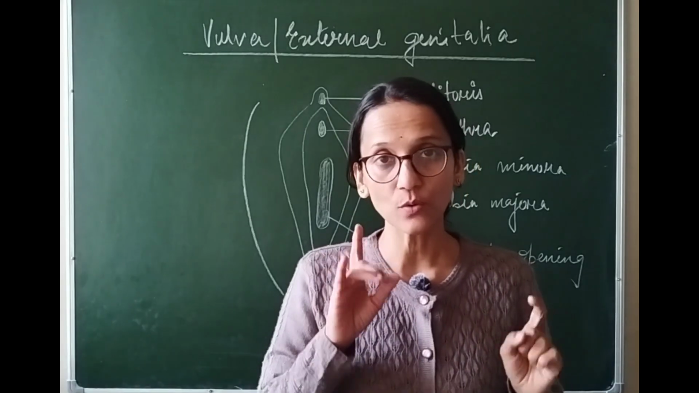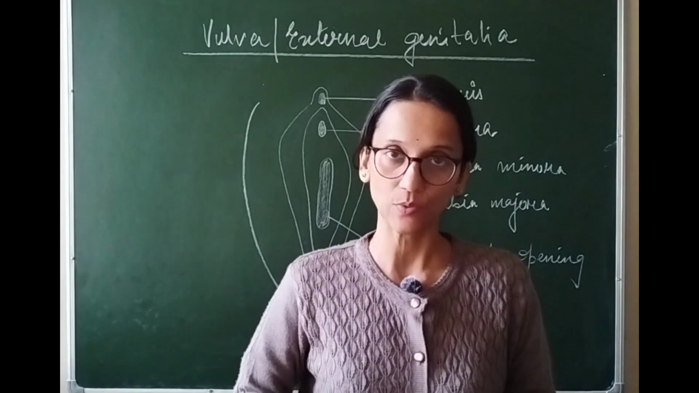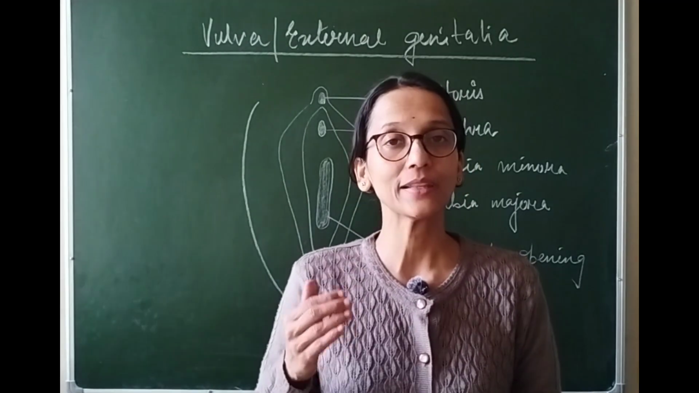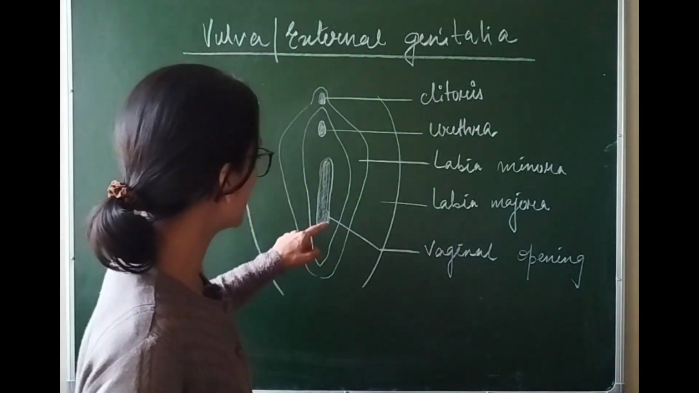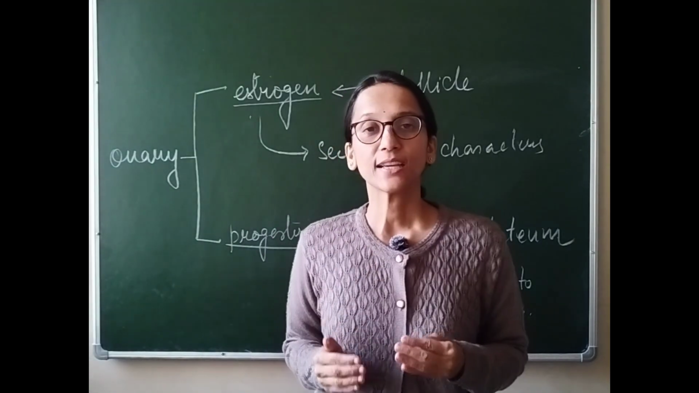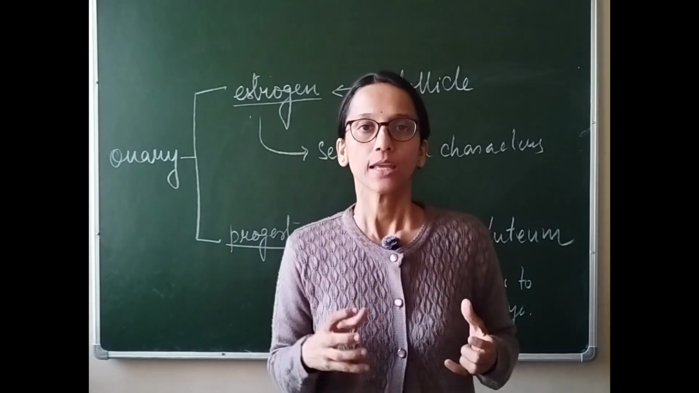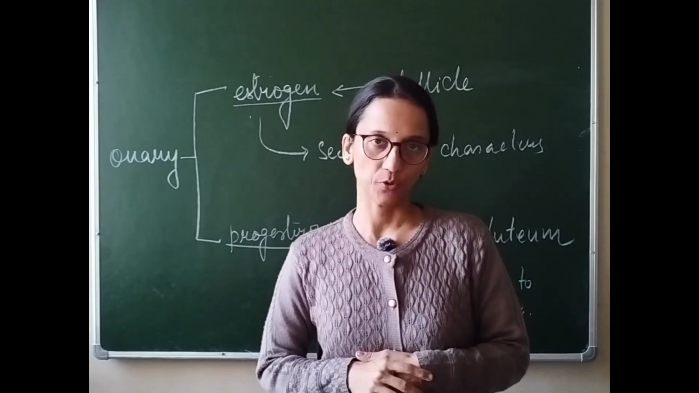In case of male, there is only one organ for passing out urine as well as sperm, which is the penis. But in case of female, there are two separate openings. One is for receiving the sperm, which is called the vagina. Now let us quickly understand the roles of two hormones that are produced by the ovary in the female reproductive system.